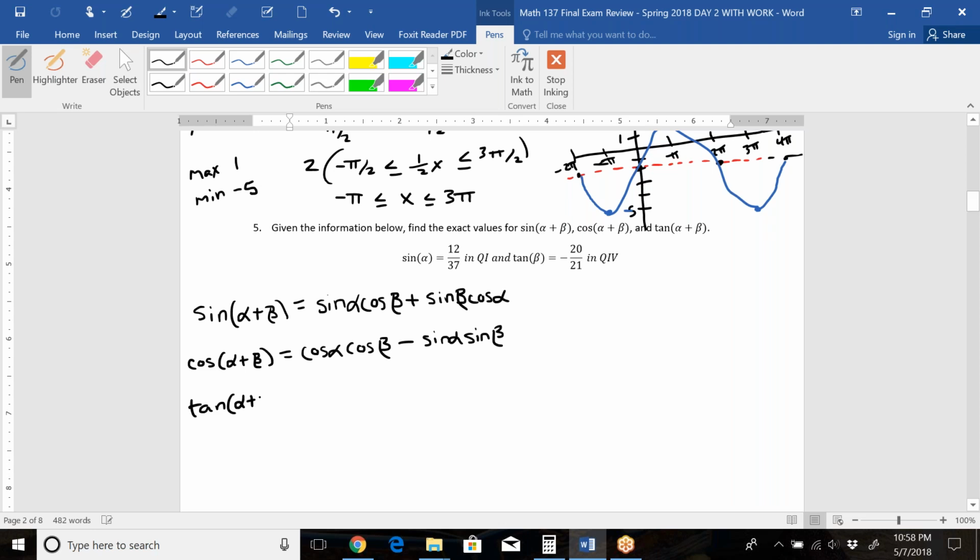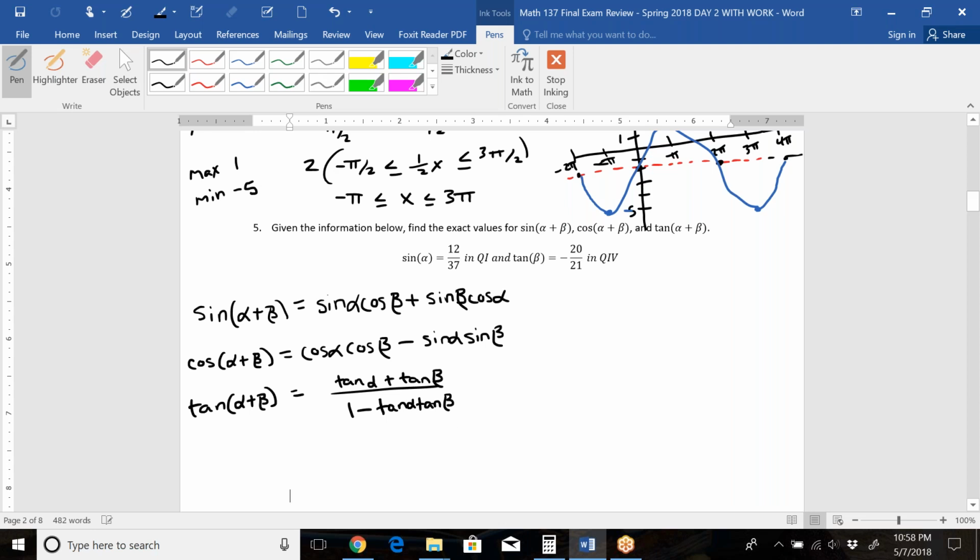Tangent of alpha plus beta is, and you could prove this by putting sine over cosine, but we don't want to go through all that. So it's tan of alpha, keep your sign, so plus tan of beta over 1 minus, and this will be a plus if the top is a minus. So this is always the opposite sign here. And then it's tan alpha, tan beta.